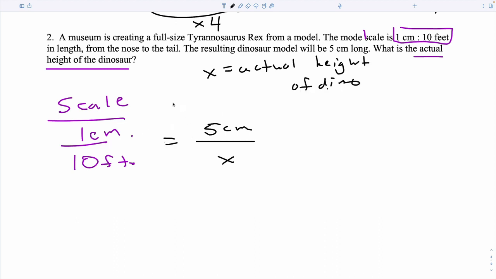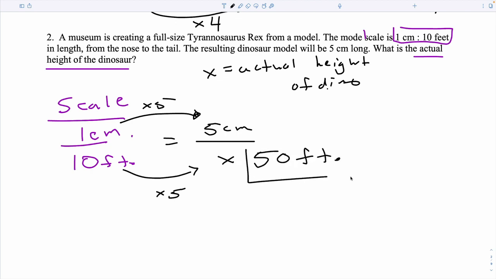And how do I get there? Well, 1 times what is 5, whole class? 5. So on the bottom, it's logical I could do 10 times 5 to get the height of this dino. 10 times 5 is, Claire? 50 feet. This dino is fairly large. That's your answer for these problems.